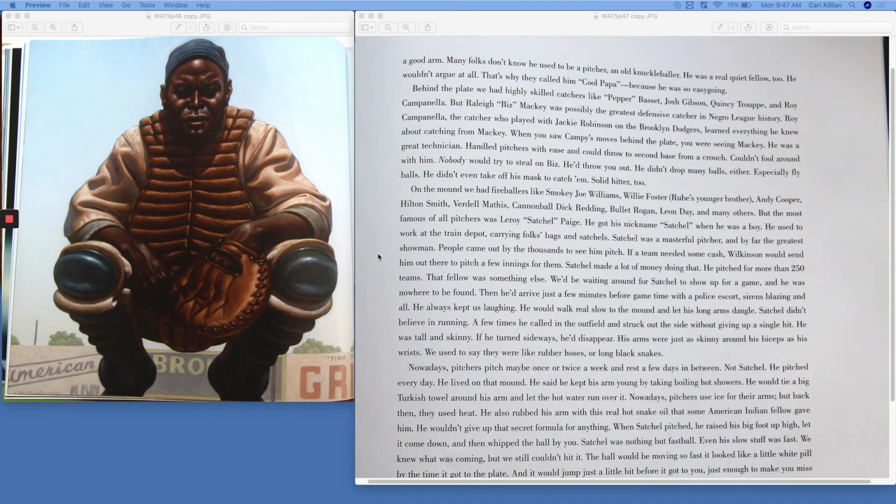We'd be waiting around for Satchel to show up for a game, and he was nowhere to be found. Then he'd arrive just a few minutes before game time with a police escort, sirens blazing and all. He always kept us laughing. He would walk real slow on the mound and let his arms dangle. Satchel didn't believe in running. A few times he called in the outfield and struck out the side without giving up a single hit. He was tall and skinny. If he turned sideways, he'd disappear. His arms were just as skinny around his biceps as his wrist. We used to say they were like rubber hoses or long black snakes.